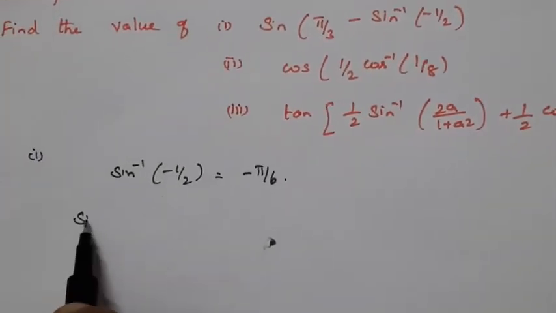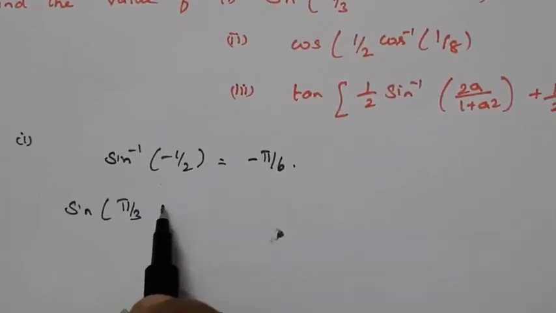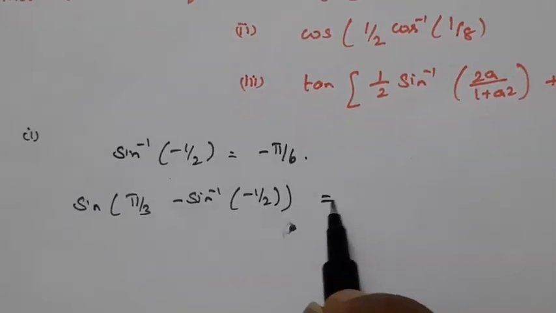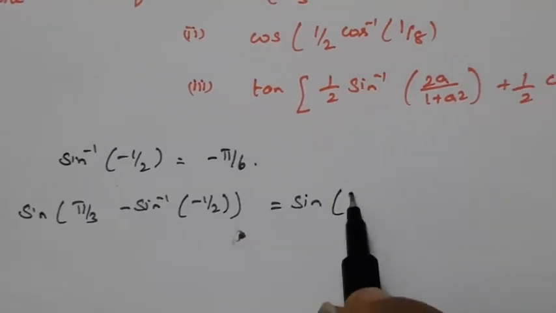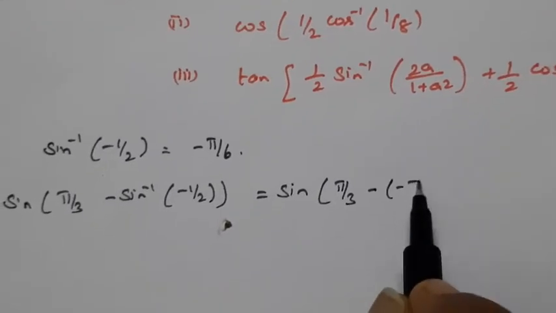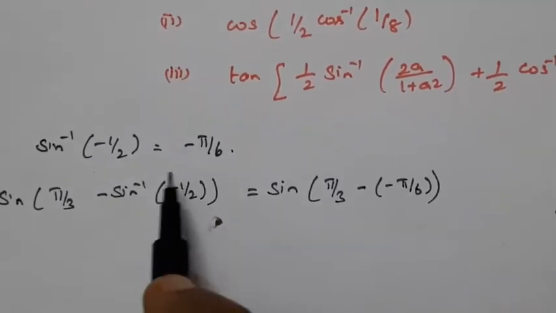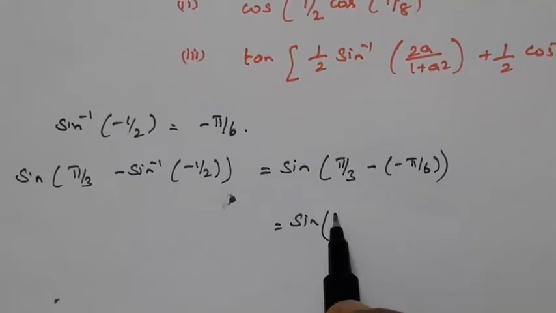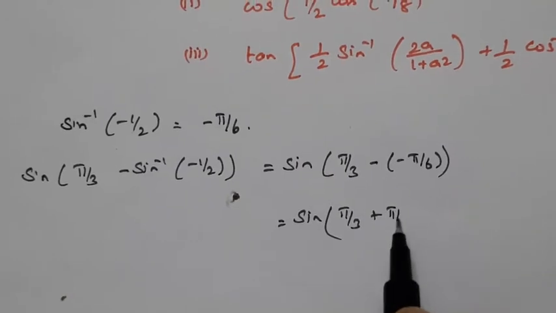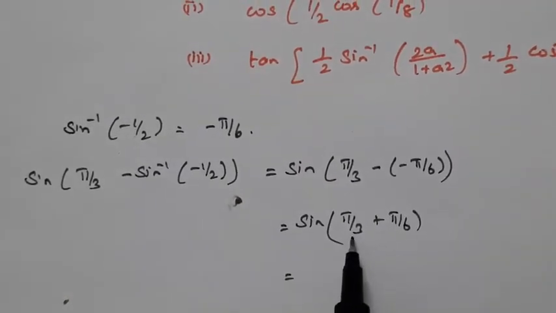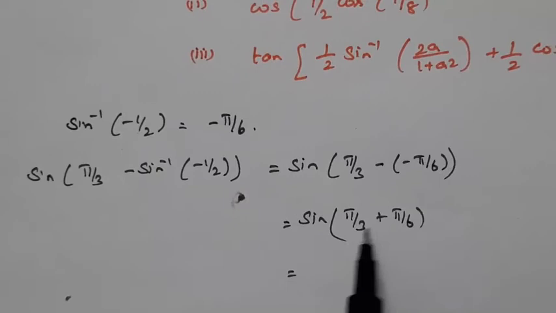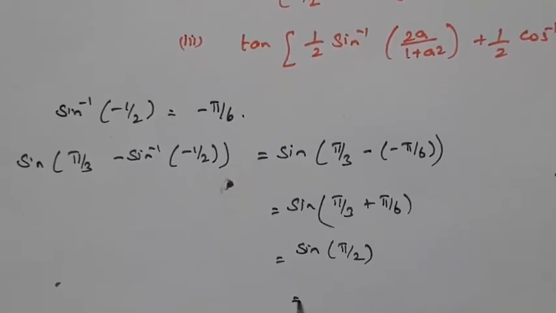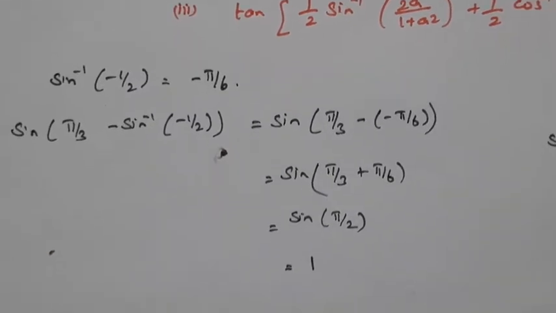Therefore, sine of pi by 3 minus sine inverse of minus 1 by 2 is now replaced by sine of pi by 3 minus of minus pi by 6. We have replaced its value as minus pi by 6. That is nothing but sine of pi by 3 plus pi by 6. What is pi by 3? 60 degrees. Pi by 6 is 30 degrees. So 60 plus 30 is 90, which in radians is pi by 2. Sine 90 is 1. So the value is 1.